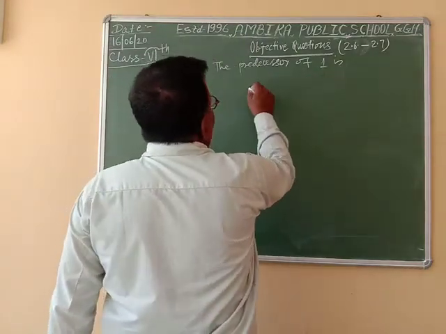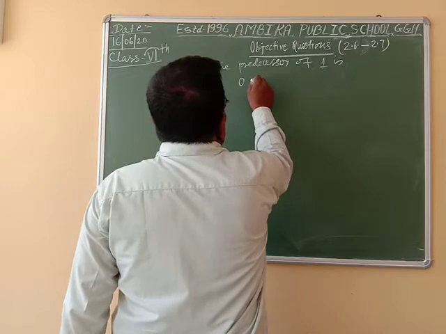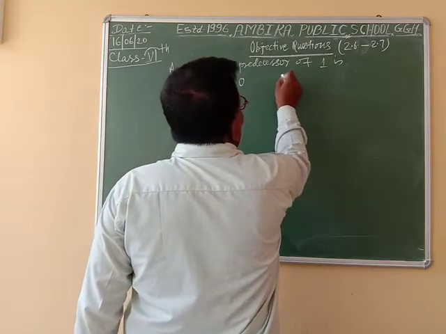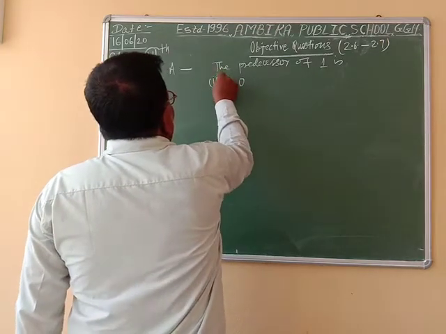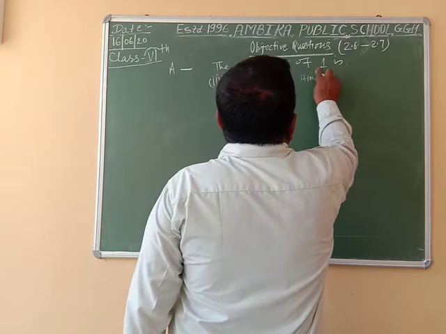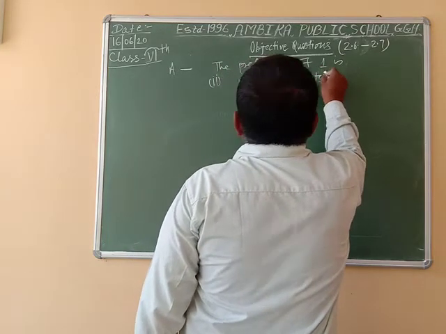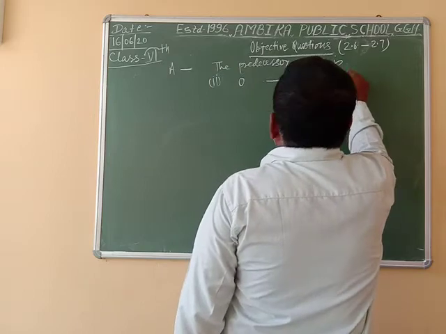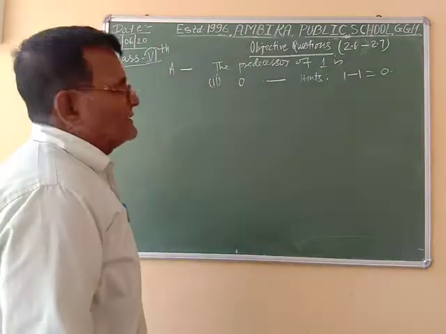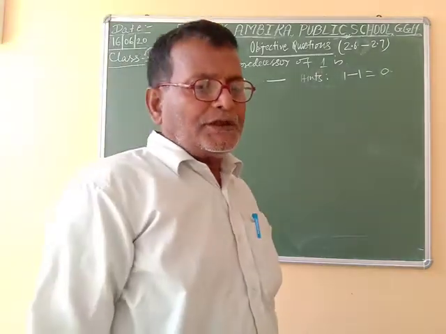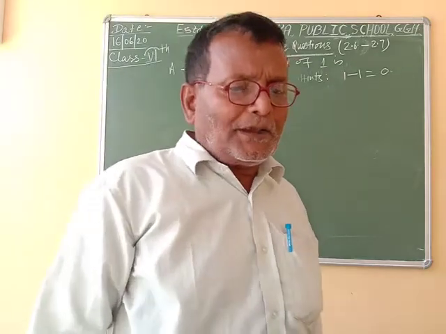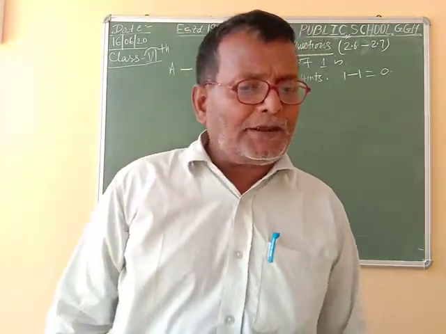Predecessor of 1 is 0. Hence, 1 minus 1 is equal to 0. So option 2 is correct. Choose the correct option. In question number 2, among natural numbers, the predecessor of 1 is.